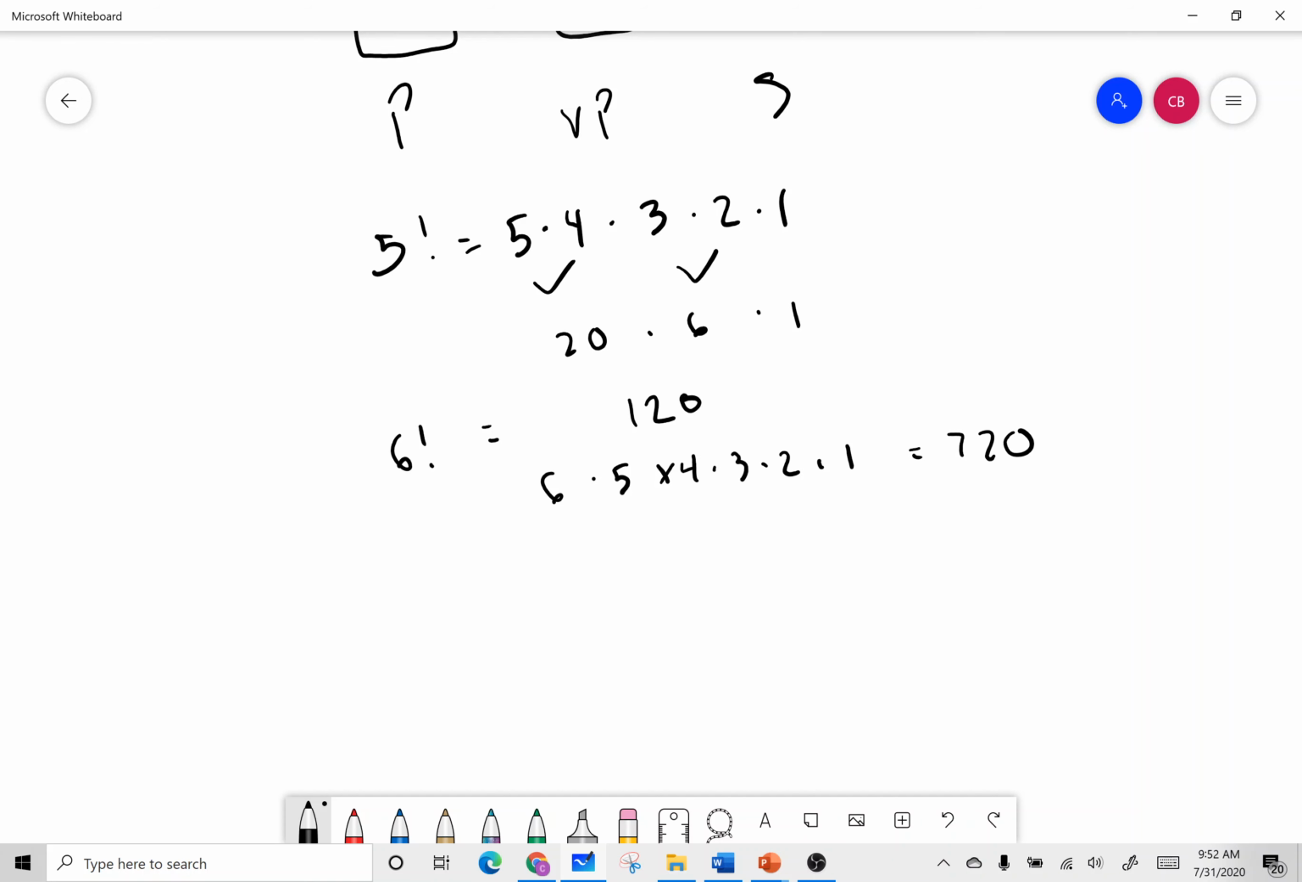Now, one thing to note, you can write 7 factorial as 7 times 6 factorial. And we know what 6 factorial is. We know this is 720. So we would just have to do 720 times 7, which I don't remember what that is off the top of my head. 7 times 720 is 5040.